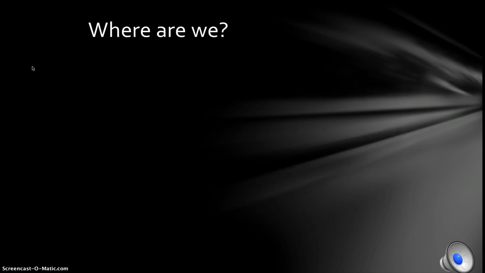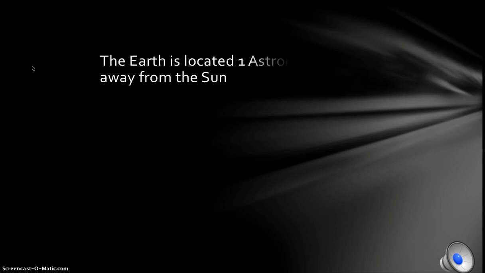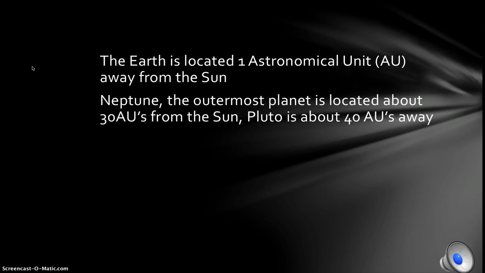So where are we? We're on Earth. Earth is located 1 astronomical unit away from the Sun. Neptune, the outermost planet, is about 30 astronomical units from the Sun, while Pluto, which we will learn is not actually considered a planet anymore, is about 50 astronomical units away.